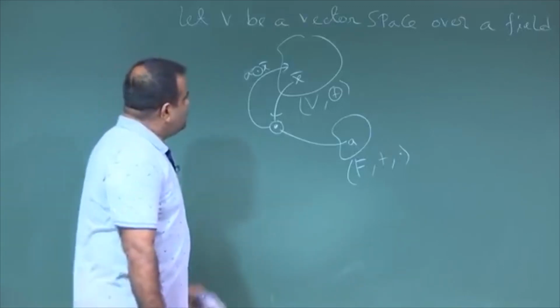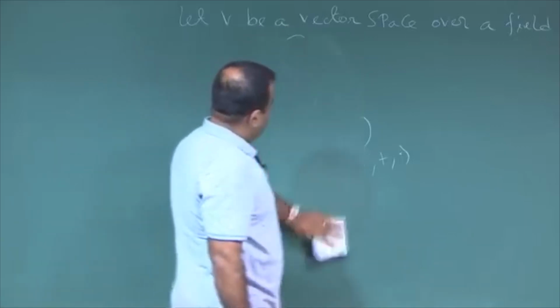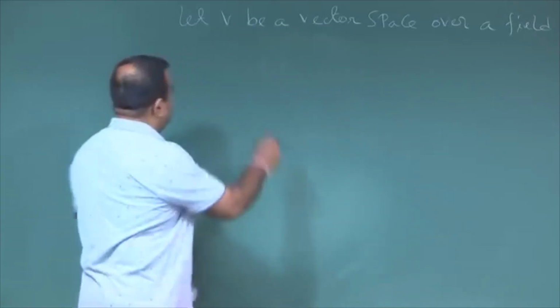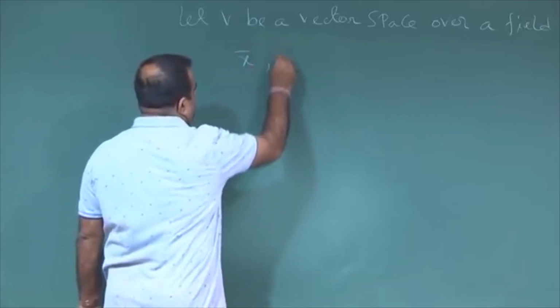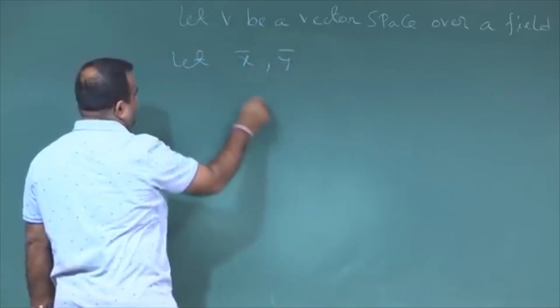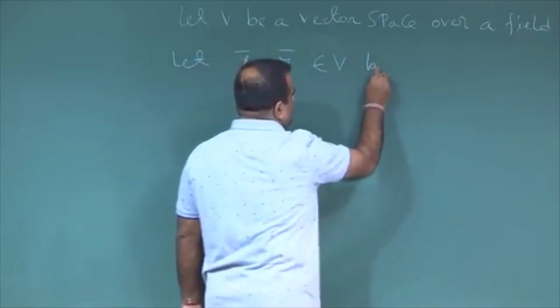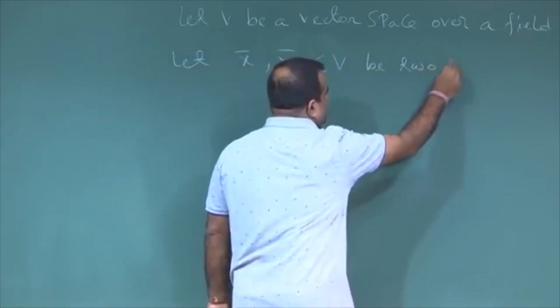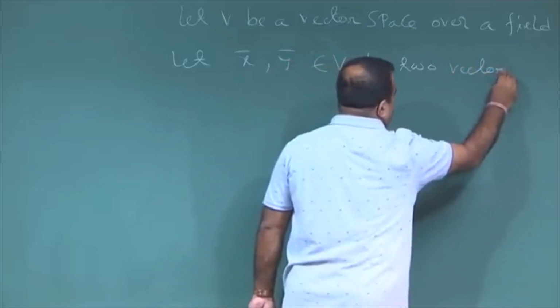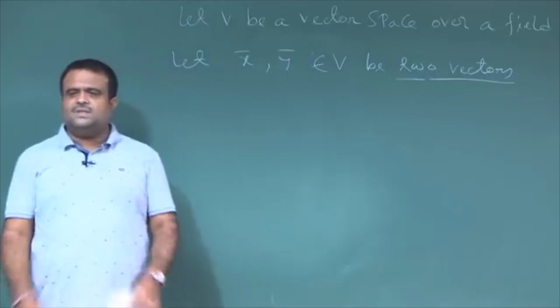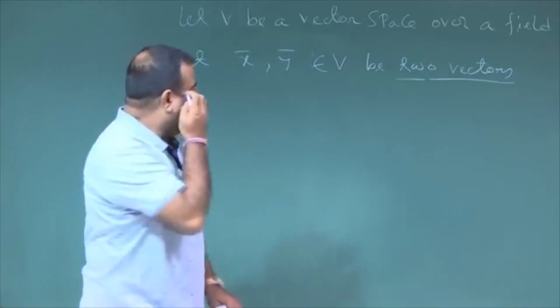Okay. Now, suppose we take two vectors from this vector space, x and y. Let x, y belong to V be two elements, where elements of V are usually called vectors and elements of F are usually called scalars, but they are just a set.